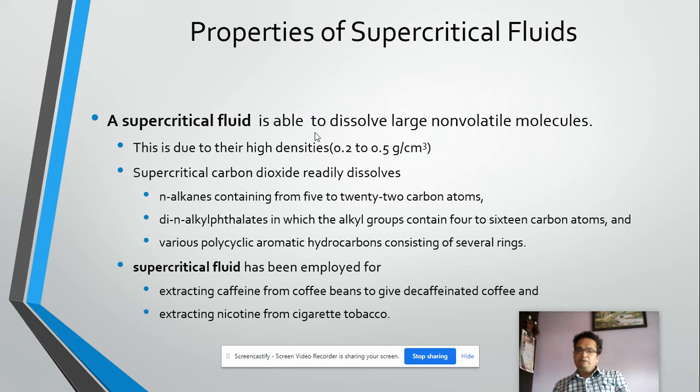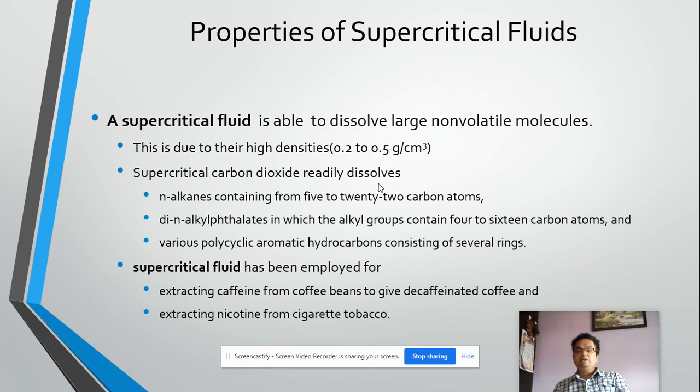So a supercritical fluid is able to dissolve large non-volatile molecules. This is due to their high densities. So they have high densities in the range of 0.2 to 0.5 gram per centimeter cube. So because of this high density, they are able to dissolve large non-volatile molecules.